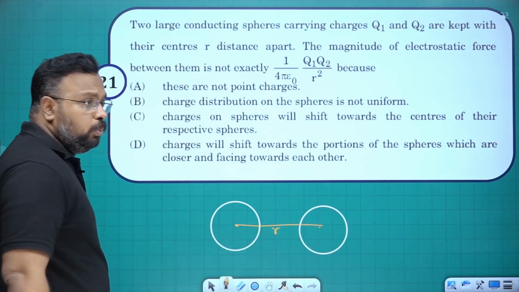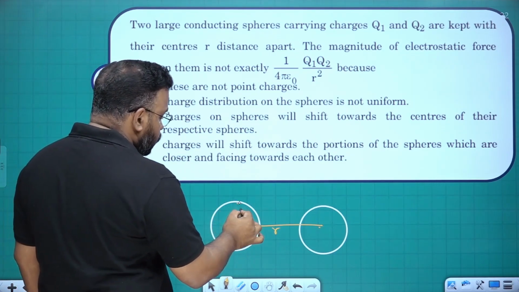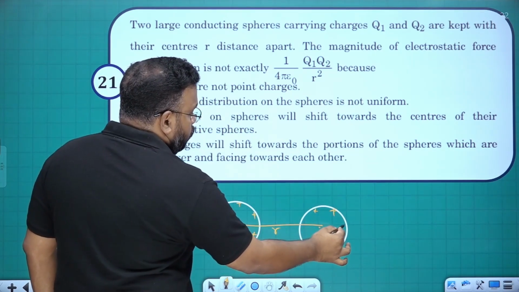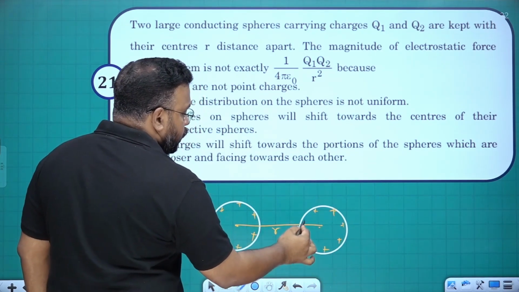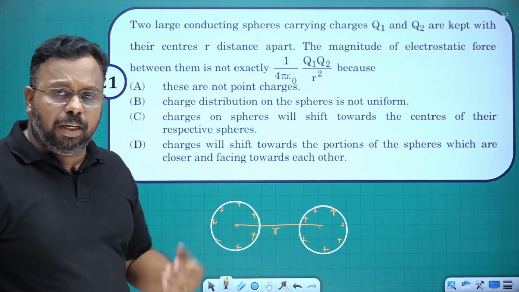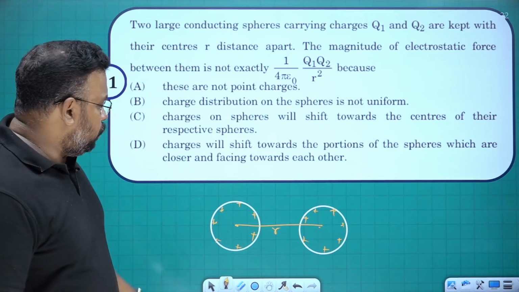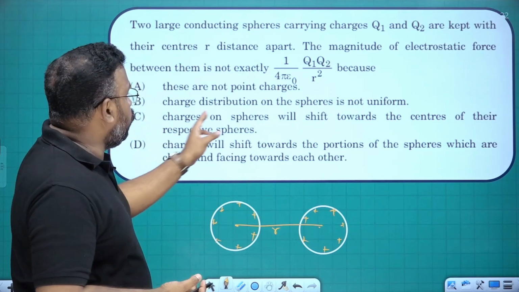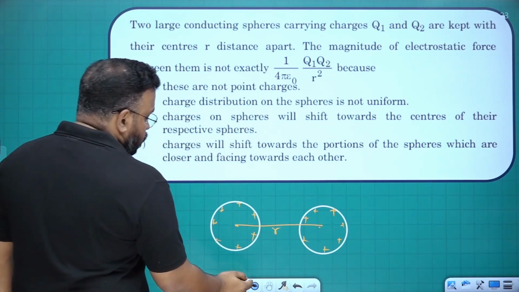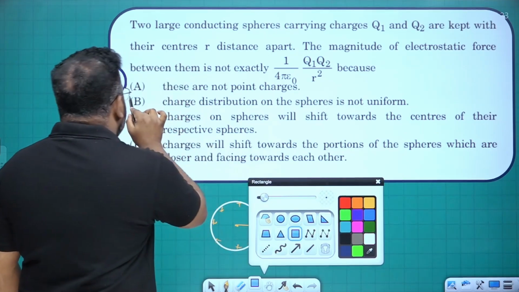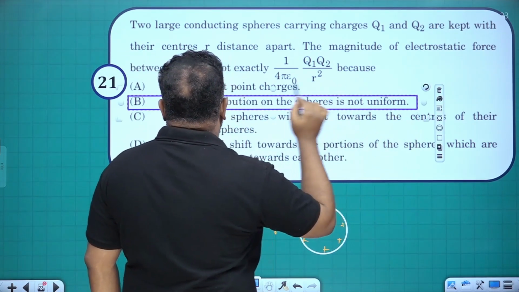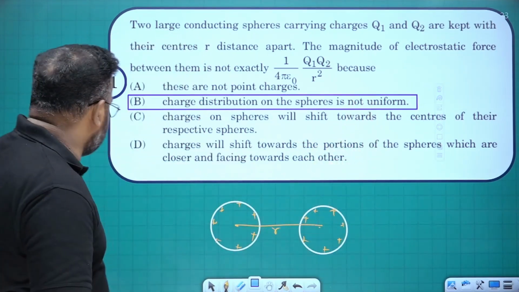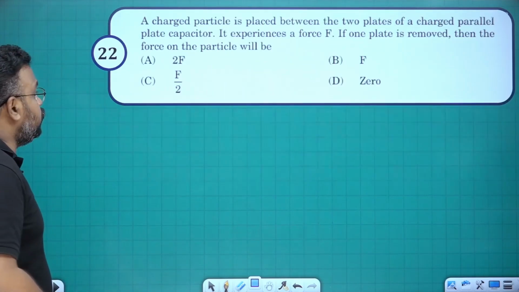The problem is if two large spheres are brought together, if this is positive and this is also positive, due to the mutual interaction between the charges, the charge will be distributed non-uniformly. That means we cannot treat them as point charges concentrated at the center because of the non-uniform distribution of charge. That is the answer for this question. So it's a direct one. The answer is because the charge distribution on the spheres is not uniform. If large spheres are taken, this is a problem. Okay, next question, question number 22.